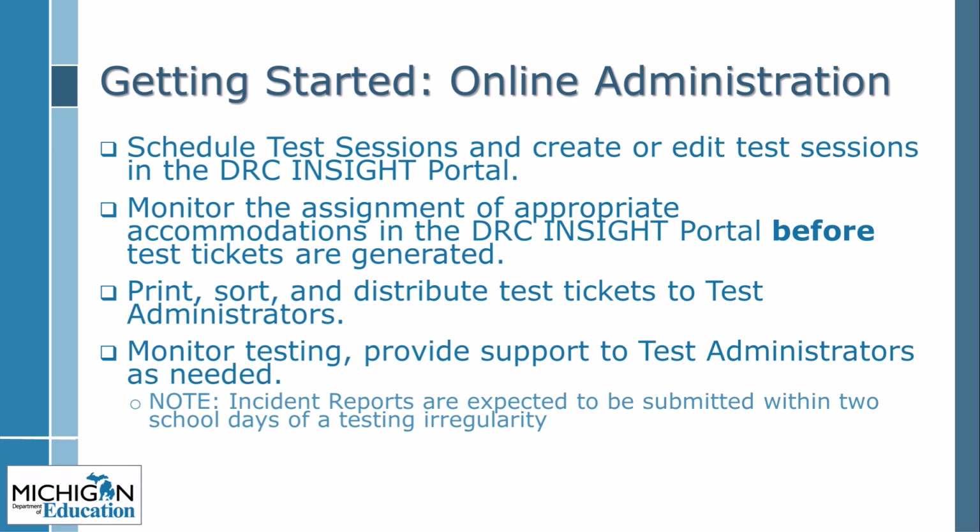Next, the appropriate designated supports and accommodations must be assigned in the DRC Insight Portal before test tickets are generated. Any embedded accommodation, that is, an accommodation that is administered within the testing engine, must be assigned in the DRC Insight Portal before the test ticket is generated. If it is assigned after the test tickets are generated, the accommodation will not be available on the test. For detailed directions on assigning designated supports and accommodations in the DRC Insight Portal, go to the DRC Insight Portal User Guide that is available on the DRC Insight Portal website.